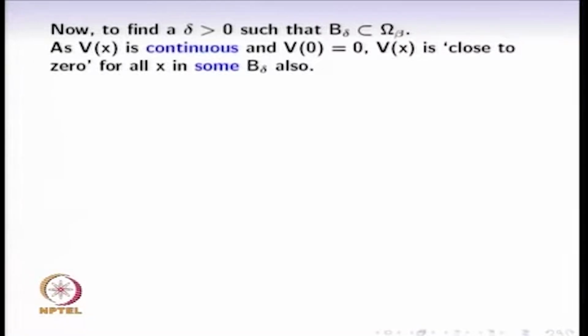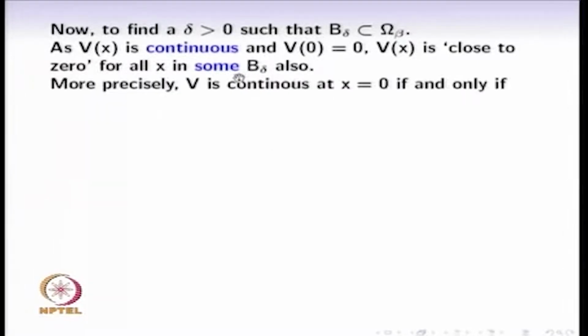So how do we find this delta greater than 0 which is contained inside the omega beta set? Since V is continuous and V of 0 is equal to 0, V of x is close to 0. Intuitively speaking, since V is continuous at 0 and its value at x equal to 0 is equal to 0, it cannot be very large for points that are close to the origin. So this particular property is what continuity says.